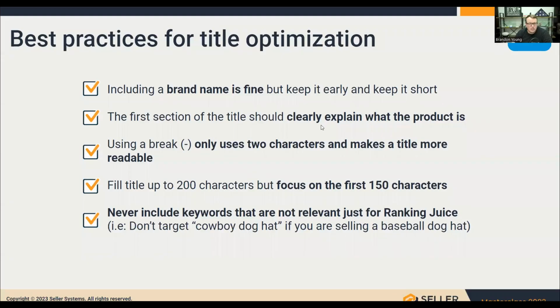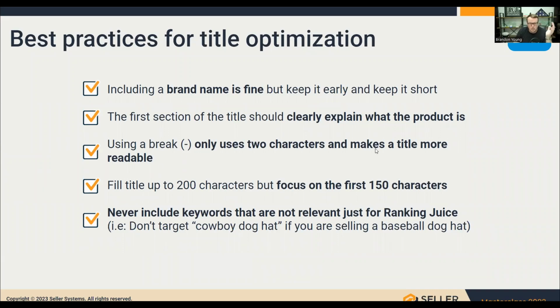All right, guys, let's go back over here. A couple of best practices that we wrote: including the brand name is fine. Make sure it's early, keep it early and keep it short. The first section of the title should clearly explain what the product is. So don't stuff a bunch of words that don't make sense for what the product is just because they're in there. Use that very descriptive hero search word so that people know exactly what they're clicking on. It needs to match the picture, otherwise they won't click. You'll hurt your click-through rate.